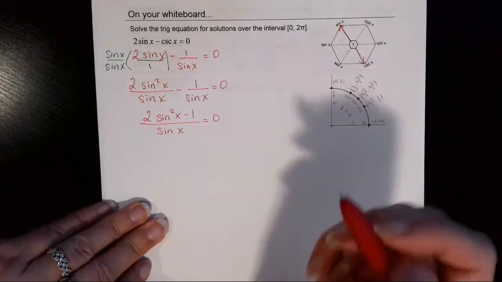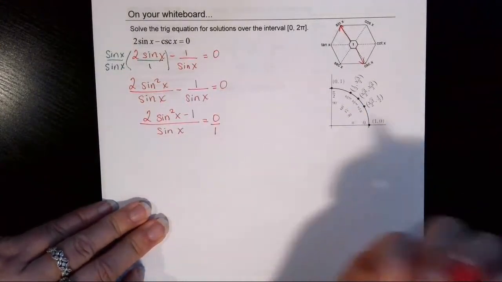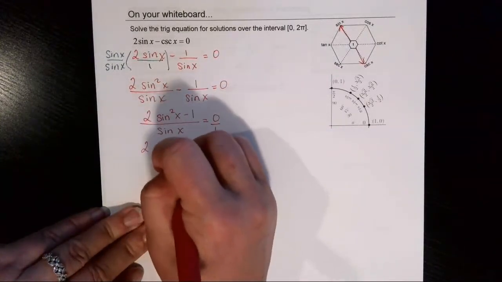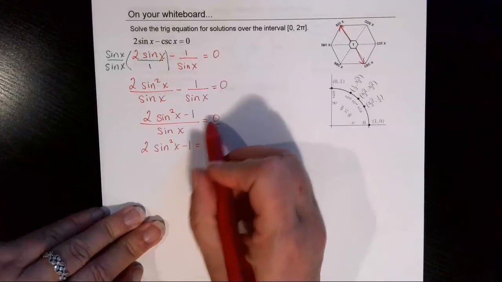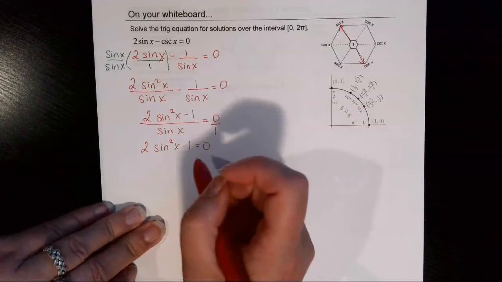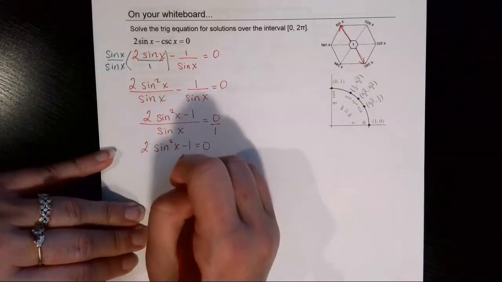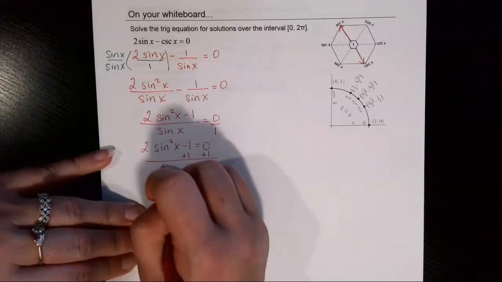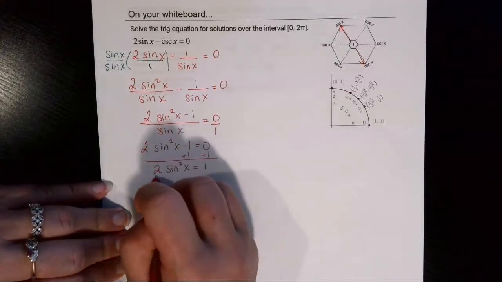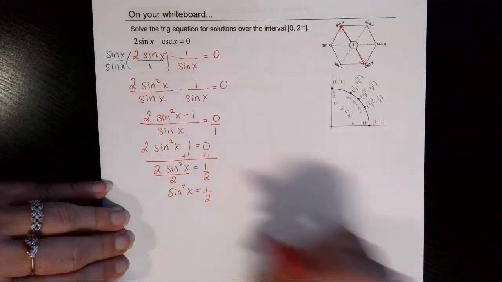Okay, now going to go ahead and cross multiply in order to solve that proportion, and the numerator here times 1 is just going to be the same thing, 2 sine squared x minus 1 equals, and then 0 times anything is 0 on the other diagonal. And now I'm going to go ahead and try to solve this for x. So I'm going to start by adding 1 to both sides, and then 2 sine squared x is equal to 1. Then I'm going to divide both sides by 2, and sine squared x is equal to 1/2.